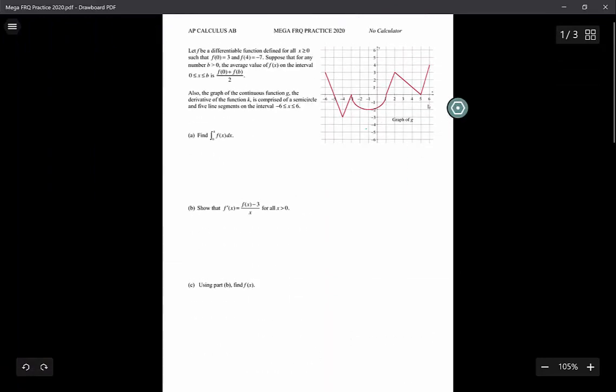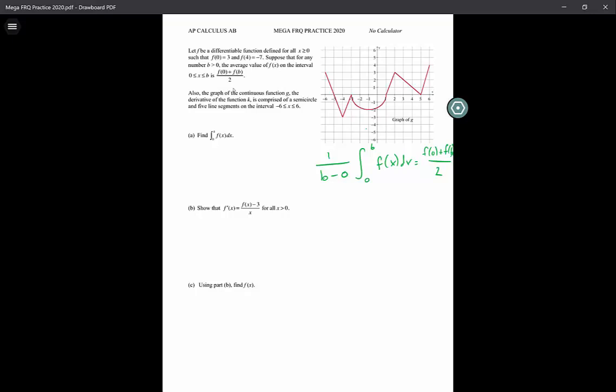It's basically just, you know, let f be a differentiable function with f of 0 equals 3, f of 4 equals negative 7. Suppose that for any number b, the average value is f of 0 plus f of b over 2. And so kind of that given, and this is the hard part of this question, is that, right, what would be the average value would be 1 over b minus 0 integral from 0 to b of f of x dx. And they're saying this is equal to f of 0 plus f of b over 2. So that was given to us. And that's something that they've told us. So we can use that. And it's a little bit weird.